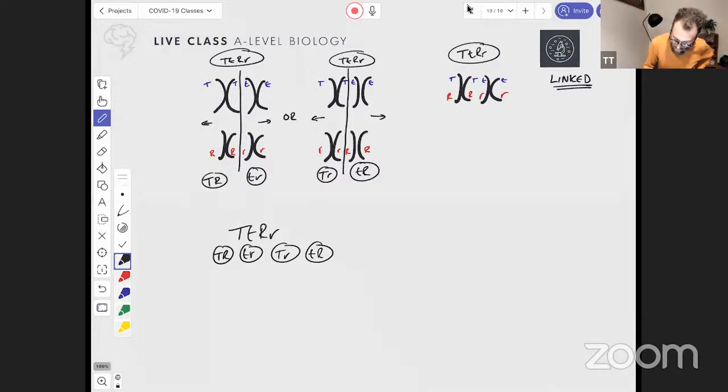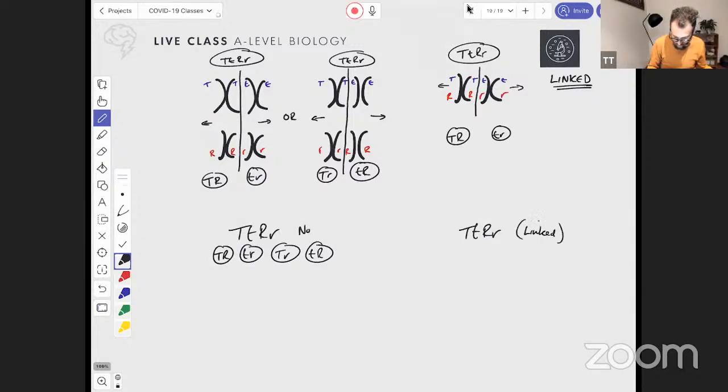Whereas if they are linked, it is only possible when these divide, unless crossing over separates them, which I'm not going to go into just at this moment in time. You're always going to get the big T with the big R, and you're always going to get the little t with the little r. You can get some other recombinants through crossing over, but because they're not on different chromosomes and you can't shuffle them, there's only one way they can line up during independent assortment. And therefore, the only outcomes you can get, the genotype would look the same, but these are linked.